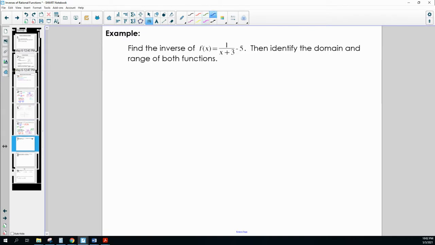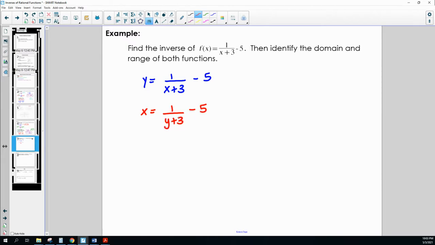This one's a little bit different. It looks a little bit different because we have this -5 outside of this fraction. So we're going to follow the same exact steps. We're going to change this f of x into a y. So y equals 1/(x plus 3) minus 5. Okay, just like before, we're going to switch all of the x's and y's. So x equals 1/(y plus 3) minus 5.